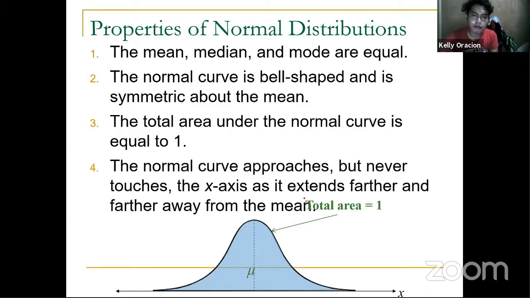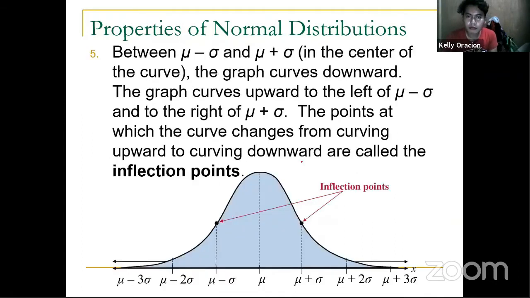Next, between one standard deviation below the mean and one standard deviation above the mean, the graph curves downward. The graph curves upward to the left of one standard deviation below the mean, and to the right of one standard deviation above the mean. The points at which the curve changes from curving upward to downward are called the inflection points. Look at the graph, class. Those are the inflection points.